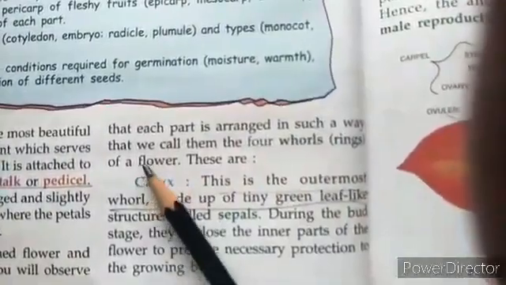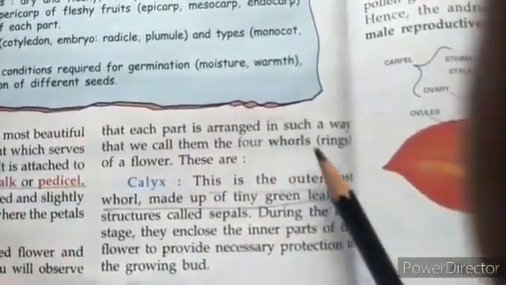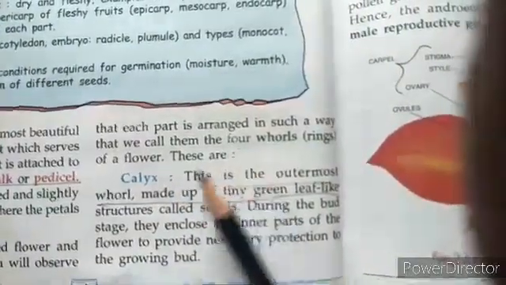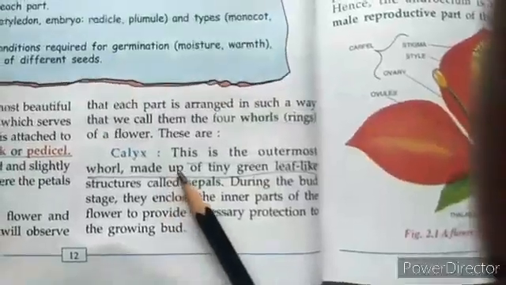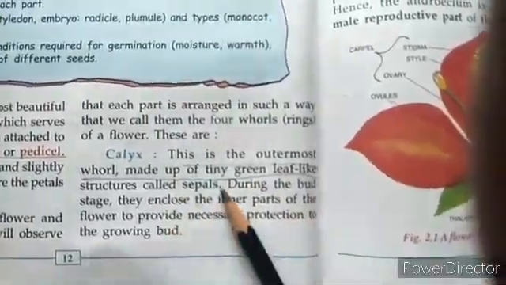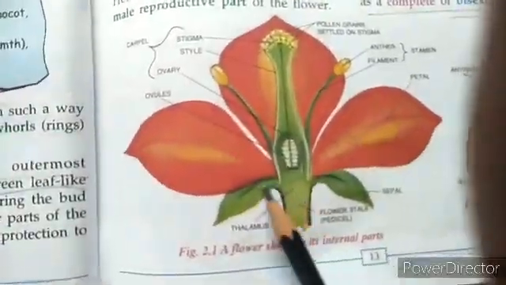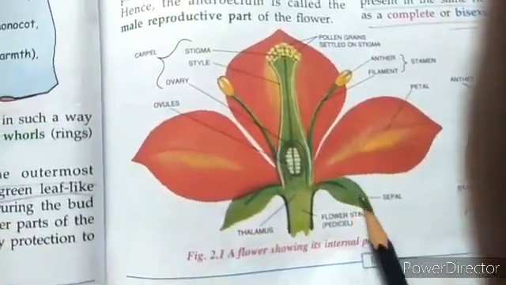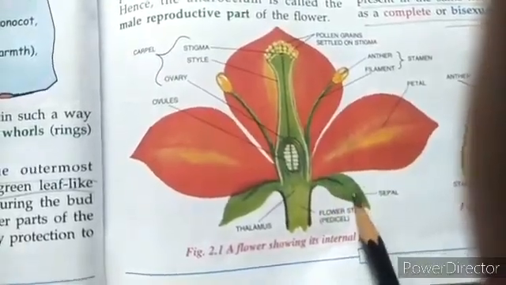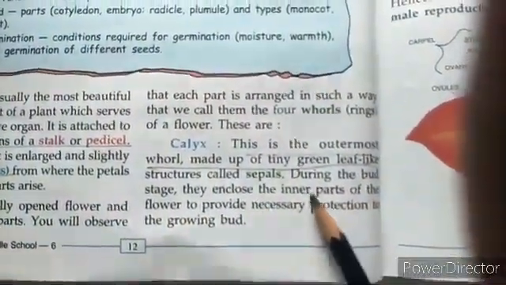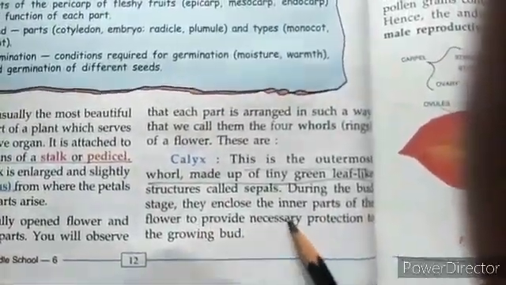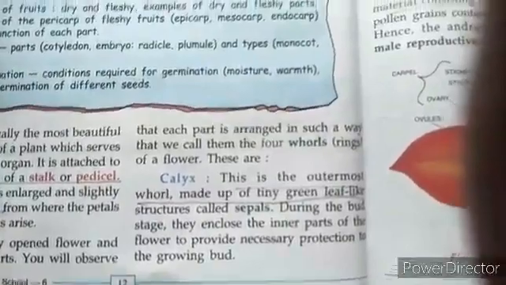You will observe that each part is arranged in such a way that we can call them the four whorls or rings of a flower. These are, number one, the outermost whorl, known as the calyx. It is made up of tiny green leaf-like structures known as sepals. In this structure, the green structures here are the sepals, the outermost whorl. During the budding stage, they enclose the inner part of the flower to provide necessary protection to the growing buds.